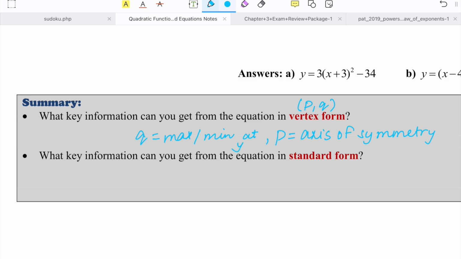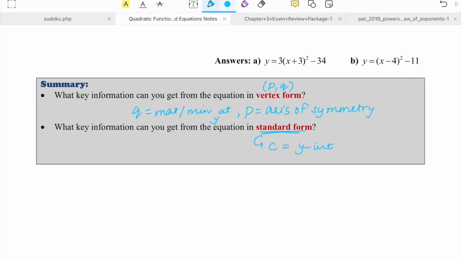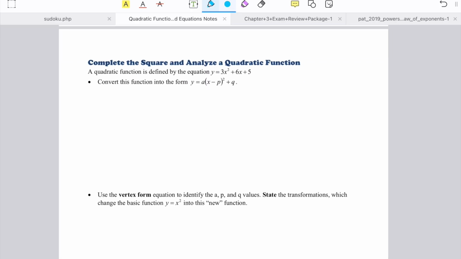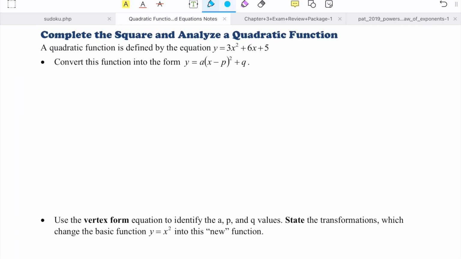And when you look at the standard form, what does it give us? I know the c in the standard form is the y-intercept. Okay, so that's just a summary. We have done this before in the previous lessons. So let's try analyzing or graphing a function when a quadratic function is given to us in standard form.